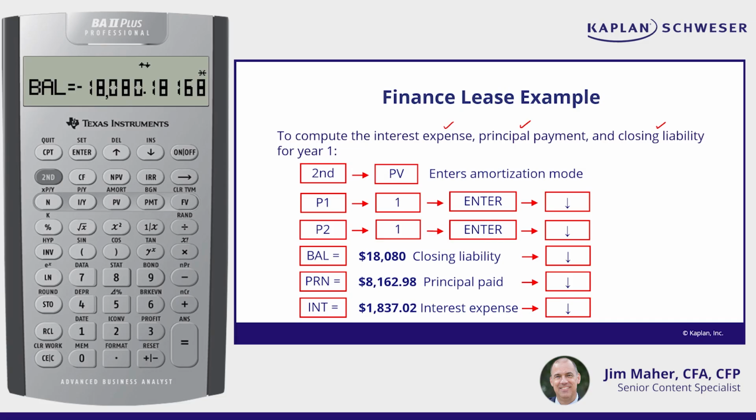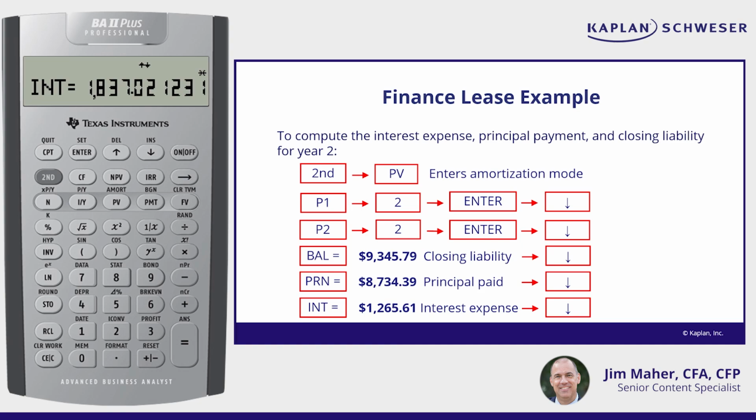That would be first. And then our principal paid, you just keep scrolling down. I really do like this feature on the calculator. Pretty neat to play with. You've got $8,162.98. And then lastly, we're going to see our interest expense here on our calculator. Once again, hit the arrow down. You're going to get $1,837. So that tells you a little bit about the loan: how much interest expense you've had, what the closing liability was, and how much principal you paid down. And you can see there's our principal plus our interest payment.